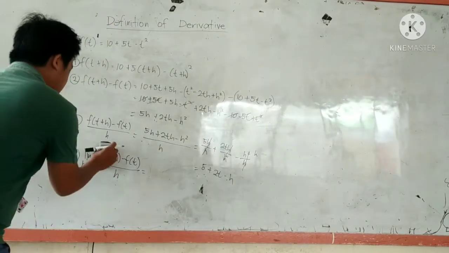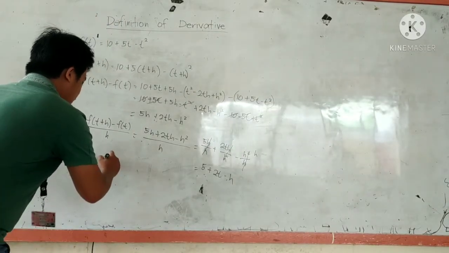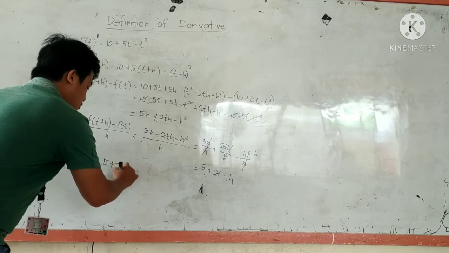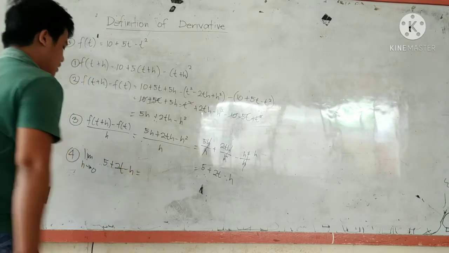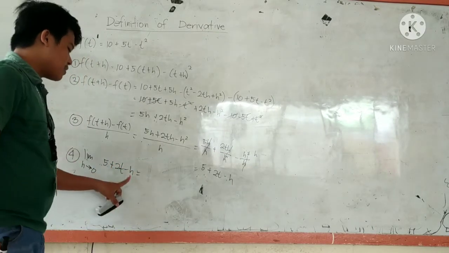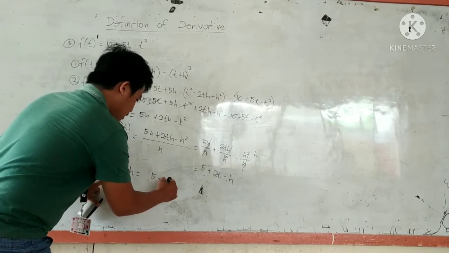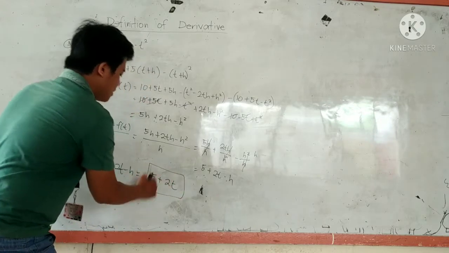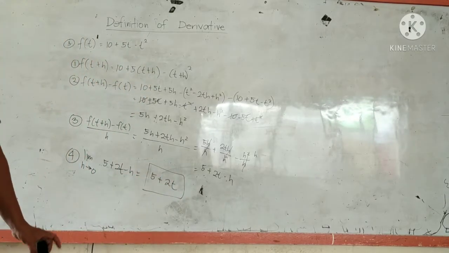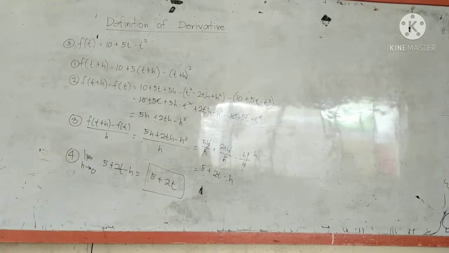Actually, I can write. We can have that as 5 plus 2t minus h equals. So we will have 0h here. So what's left will be 5 plus 2t. And that will be our final answer. 5h plus 2t.